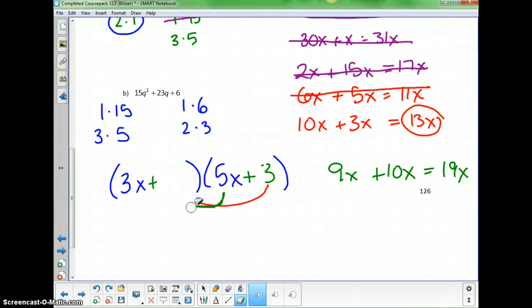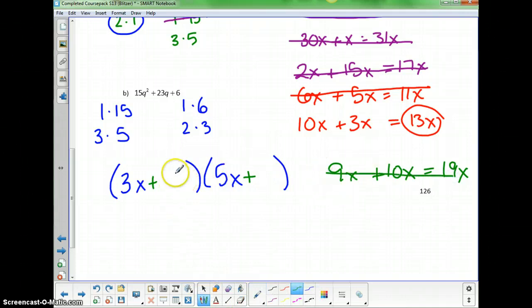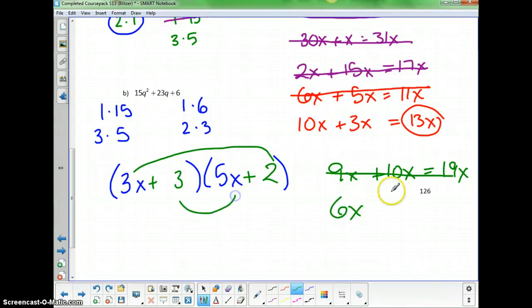Let's get rid of the 2 and the 3, and let's try 3 and 2. So that would be 6x and 15x. So 6x and 15x, that adds to 21x. I know they're going to be q's in a minute, but 21x. That doesn't work. So we tried those.